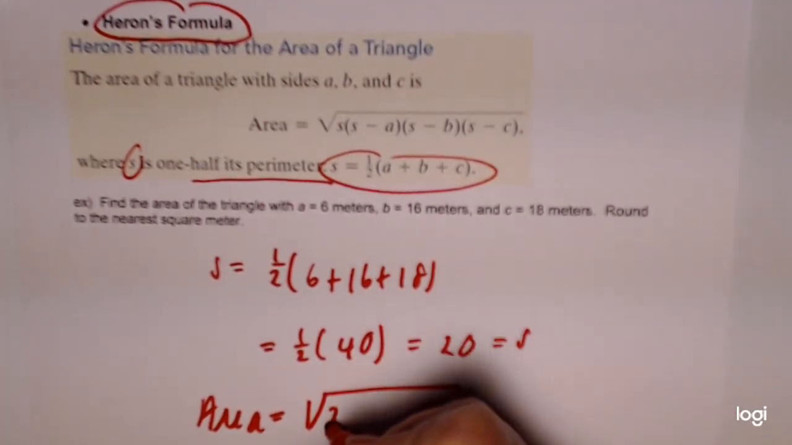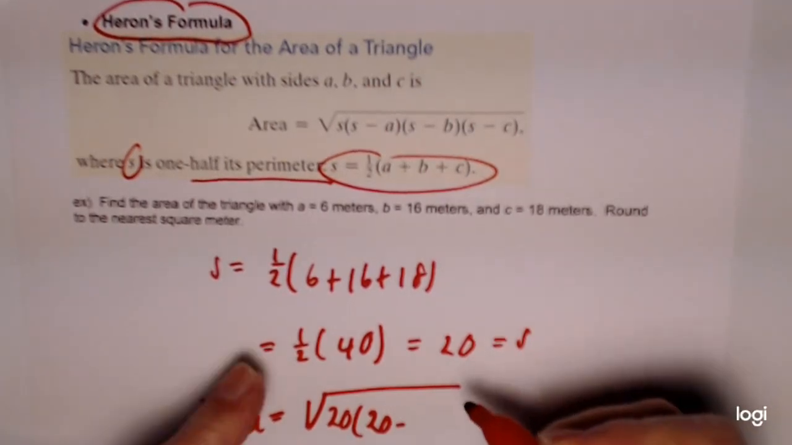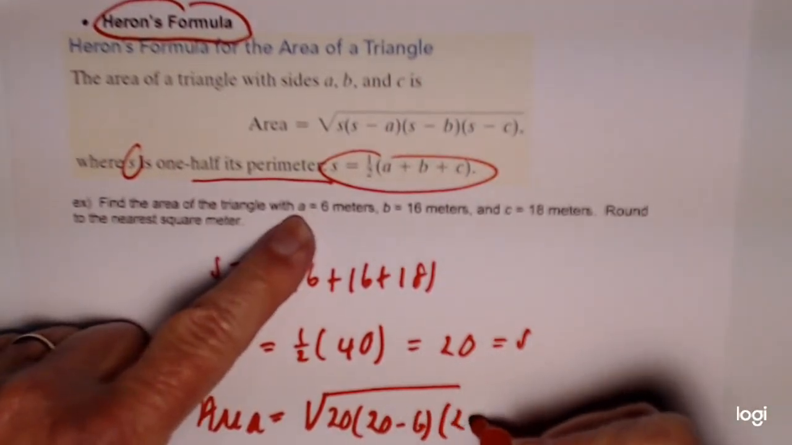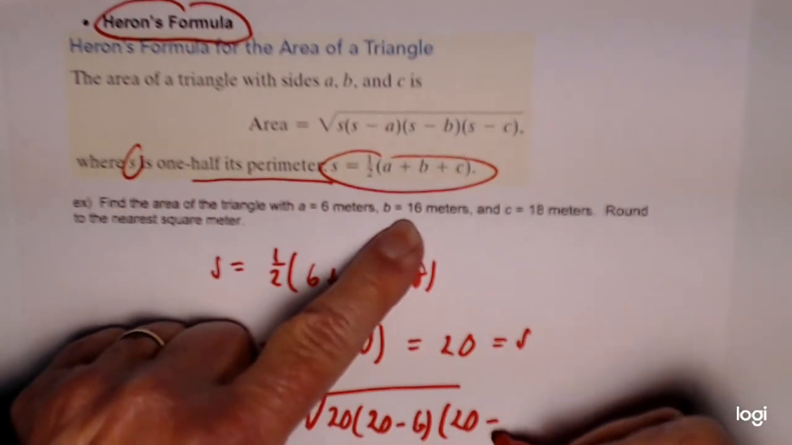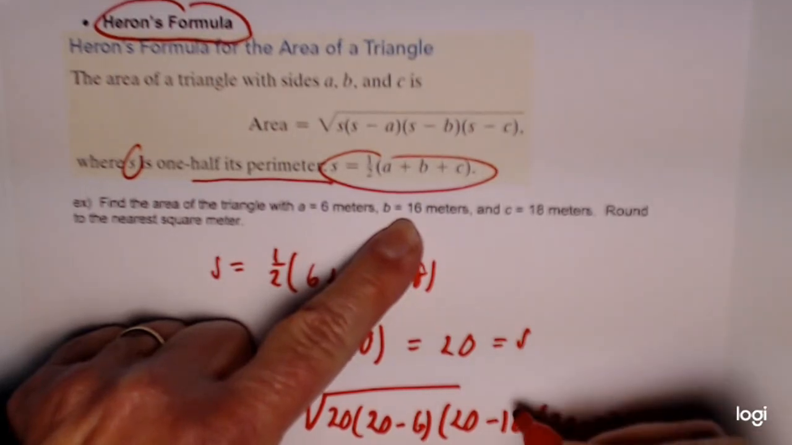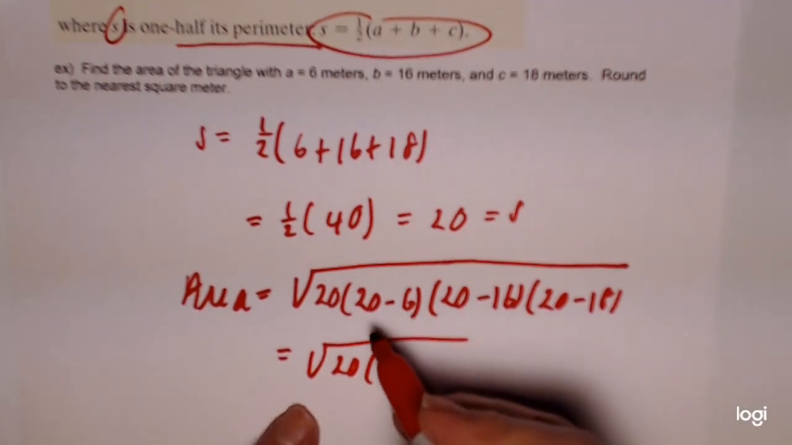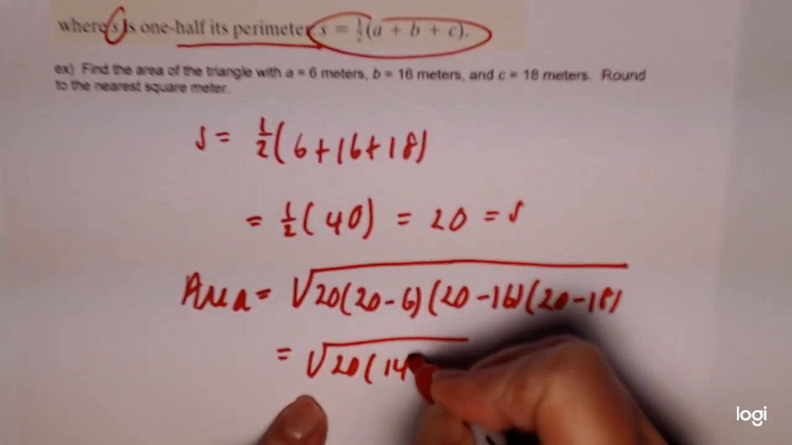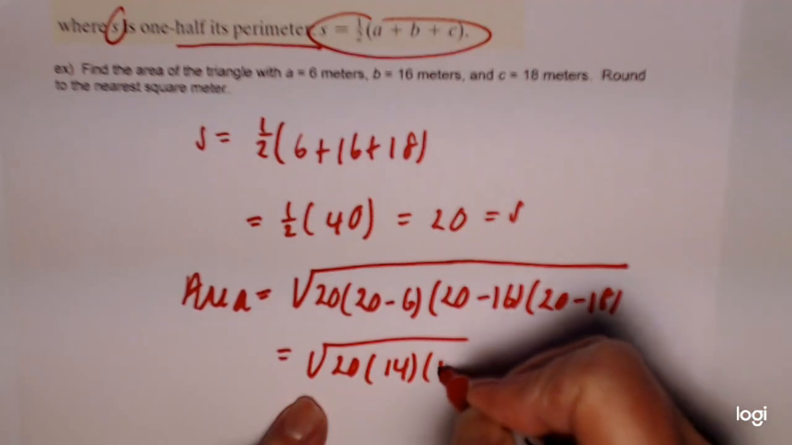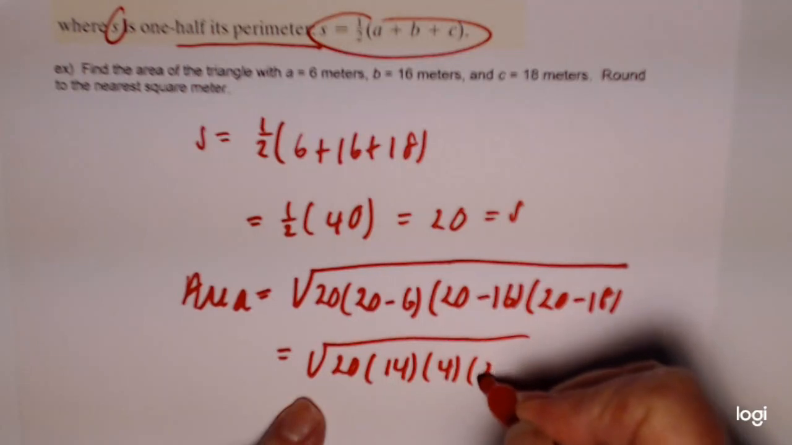Now we can proceed with using the formula for area, and the area is this S, so this 20, and now it's going to be 20 minus the first length, A, which is 6, 20 minus 16, and then 20 minus 18, and this is all under a square root symbol. So I'll do these calculations so you can follow along here. 20 minus 6, we have 14. 20 minus 16 is 4. And then last but not least, 20 minus 18 is 2.